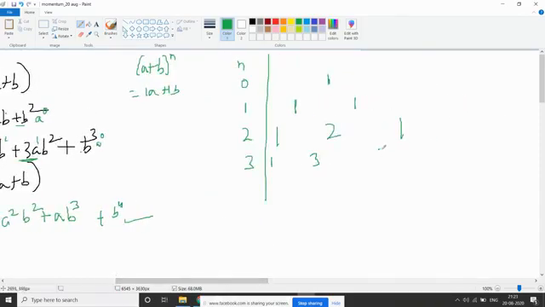1, 3, 3, 1. So what we can observe from here is that it is forming a triangle. That's why it's called Pascal's triangle. The coefficients of the first term and the last term are always 1, and the coefficients of other terms we can easily find out. See, 1 plus 2 is 3, 2 plus 1 is 3, and 1.